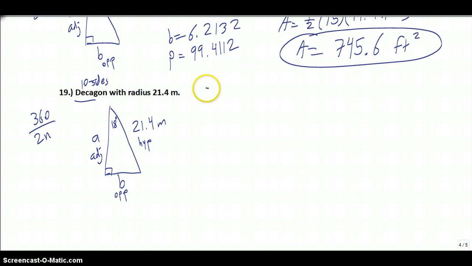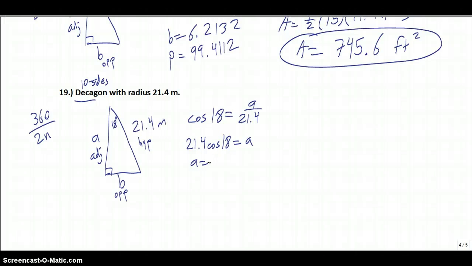Let's find A first. Well, A is the adjacent, and we know the hypotenuse, so that'll be cosine of 18 equals A over 21.4. So I'm going to take 21.4 times the cosine of 18, that'll equal A, which gives me 20.3526. There's my apothem. That'll be useful later.